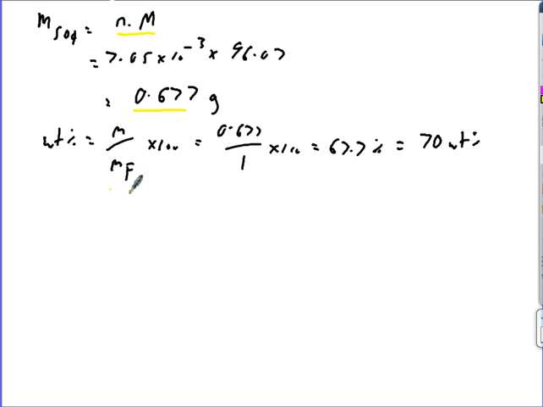We've got to divide that by the mass of the fertilizer, which was 1 gram. So 0.677 divided by 1 times 100 is 67.7%. But once again, looking at the question, it's one significant figure, so it's 70 weight percent sulfate in that particular fertilizer. So if you got that question right, well done.